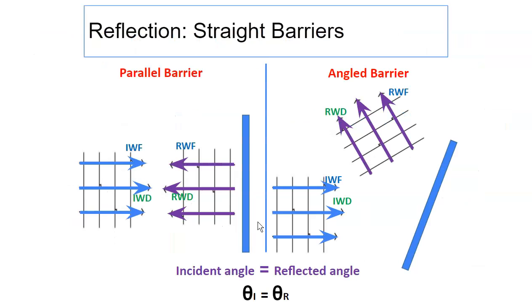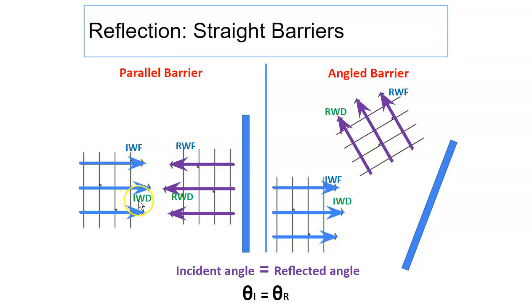Okay, let's diagram some waves. This is reflection off of a straight barrier. Remember that IWF is the incident wave front. That's these things. That's like looking at a crest, a crest, a crest, a crest. So that's incident wave front.